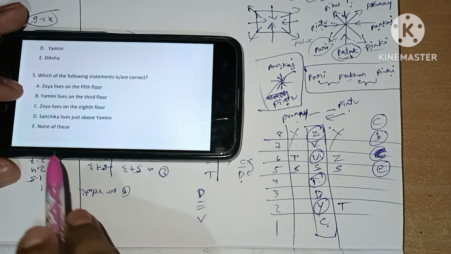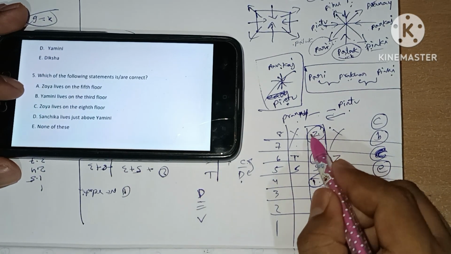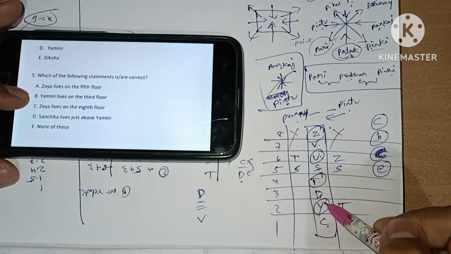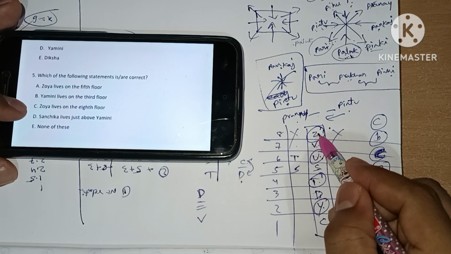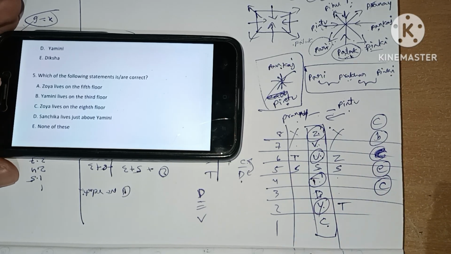Which of the following statements is correct? Joya lives on the 5th floor? No. Yamini lives on the 3rd floor? No. Joya lives on the 8th floor? Yes, it is right. So option C is our answer.